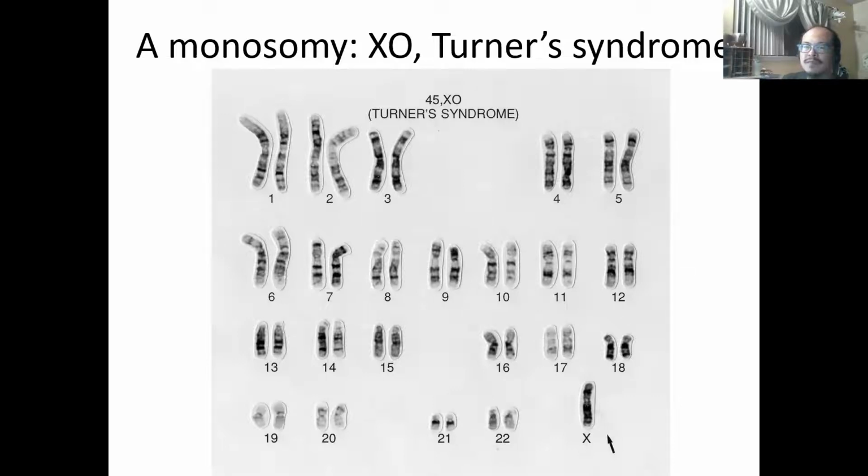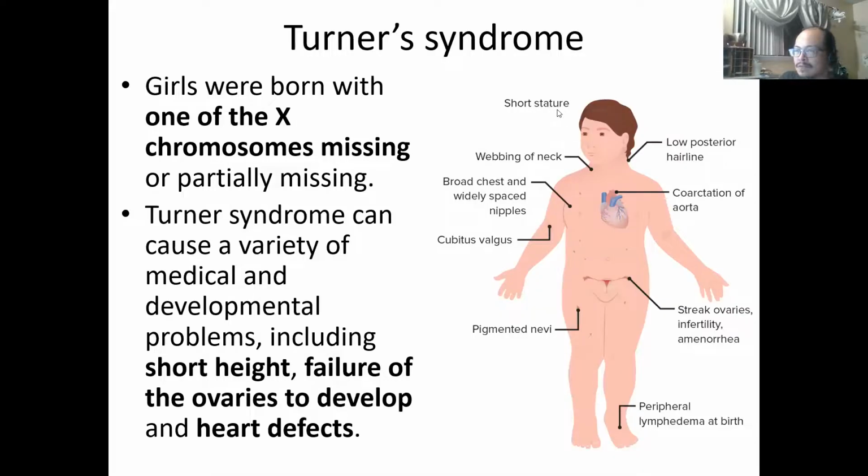A syndrome means that it has a spectrum of different symptoms. It may not fully show in each individual. Some persons may have stronger symptoms, some may not have so many symptoms. With this one, still a female, but a little bit shorter, with short height, and some cardiovascular disease or heart defects and ovary development failure. It's not always, but some will develop symptoms or defects like that.